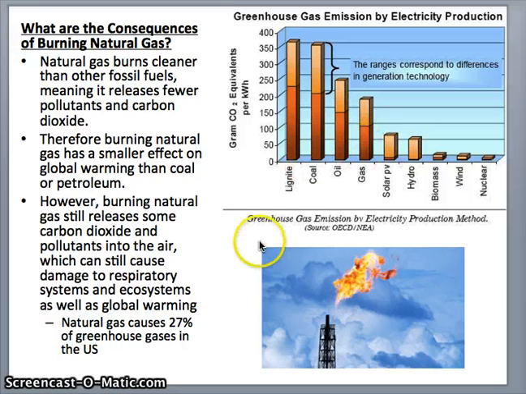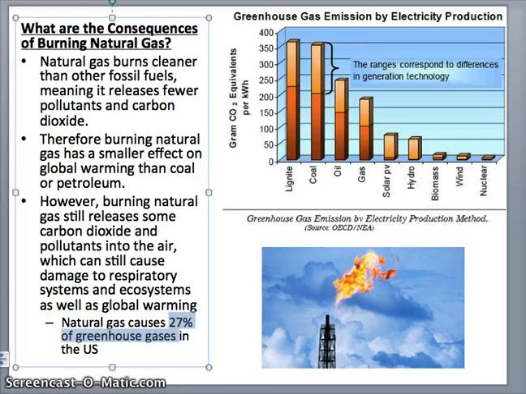However, it still does emit carbon dioxide and pollutants in the air that damage respiratory systems and ecosystems. So it's less than the other fossil fuels, but it still contributes to climate change and global warming. And currently, 27% of the greenhouse gases in the United States come from natural gas burning.